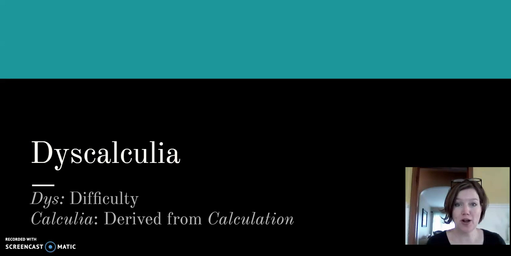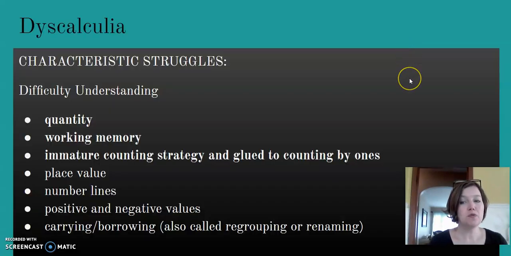Dys means difficulty, calculia means calculation. So this disability is about having difficulty learning in math. Let's look at the symptoms. The most important symptom in this disability is the difficulty understanding quantity. These individuals have a difficult time mapping numbers to values and quantities.